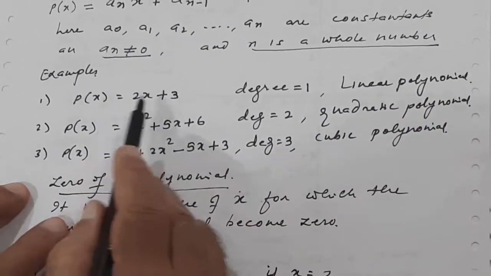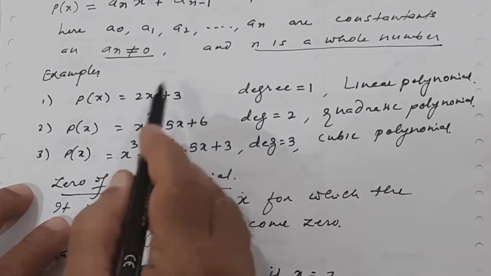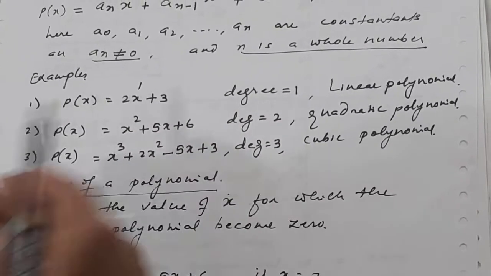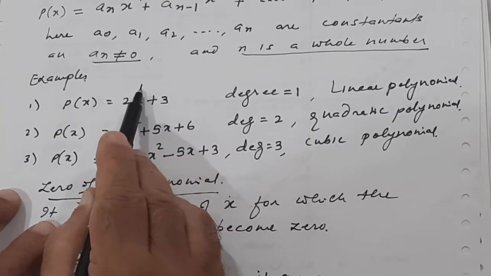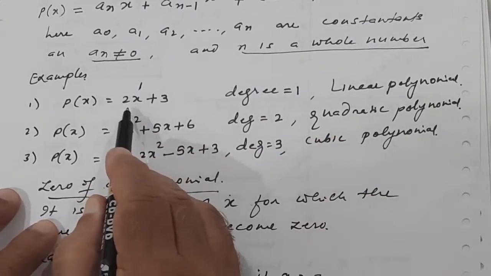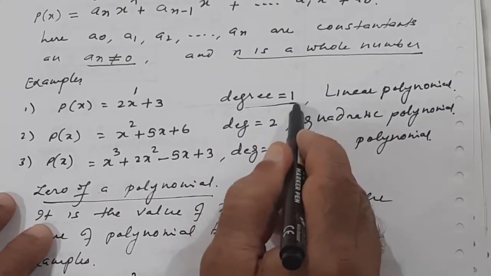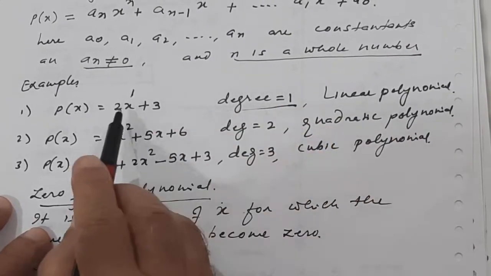P of x is equal to 2x plus 3. Here power is 1. So this is a linear polynomial. When the power is 1, it is a linear polynomial. And here the degree of the polynomial is 1. Degree is the highest power.